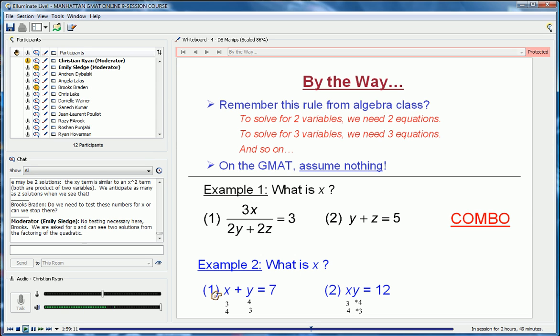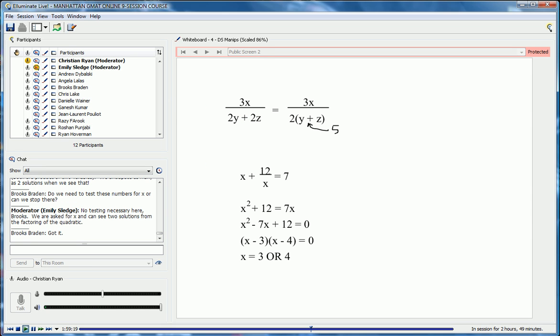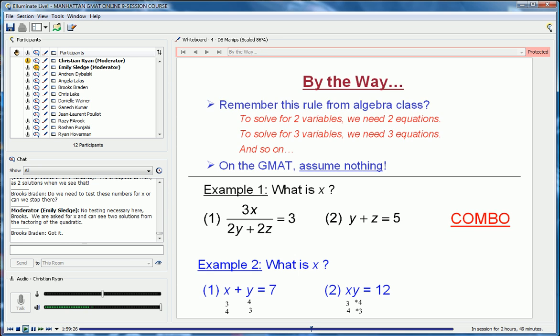But here we didn't do anything funky. We just divided by x here, and then on this next page, we just had a standard quadratic. So nothing too weird. But when we get 3 or 4, you'd see pretty quickly that y would be 4 or 3. The alternate pair should make sense. It never hurts to actually put it back in, but it might be a little bit of a waste of time here.